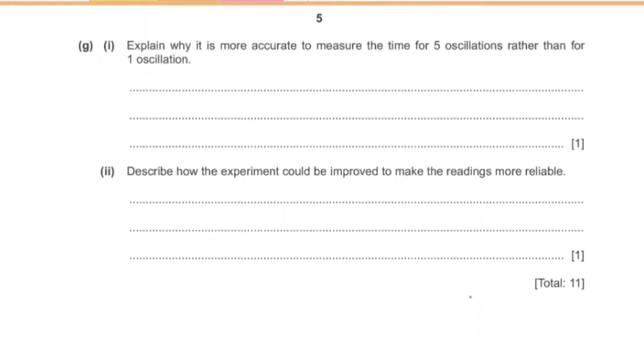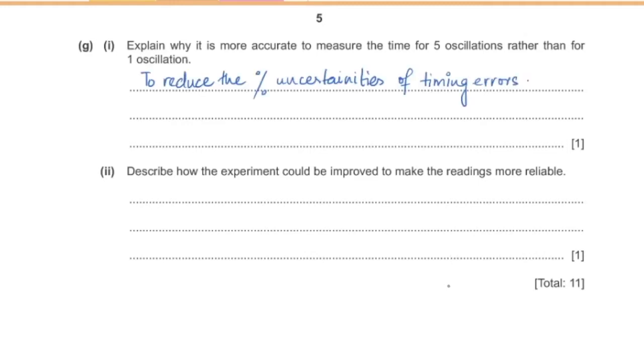Part G1, explain why it is more accurate to measure the time for 5 oscillations rather than for 1 oscillation. Usually when we are to find the time period for some oscillations, we record the time for more than 2 oscillations and then take the average to get the value for capital T. But why do we do so? To reduce the percentage uncertainty of the timing errors.